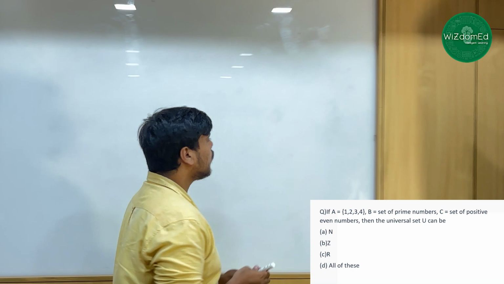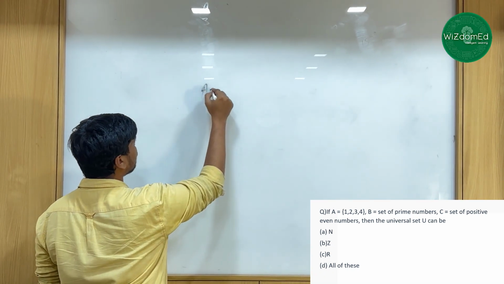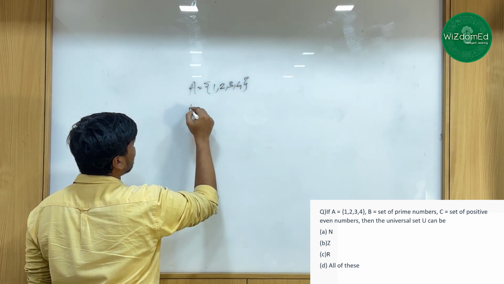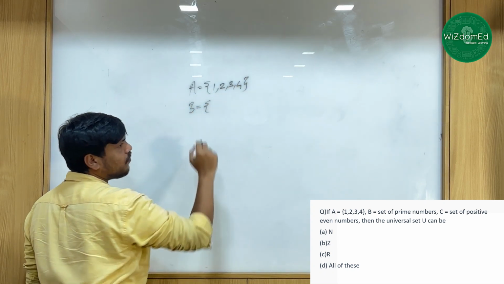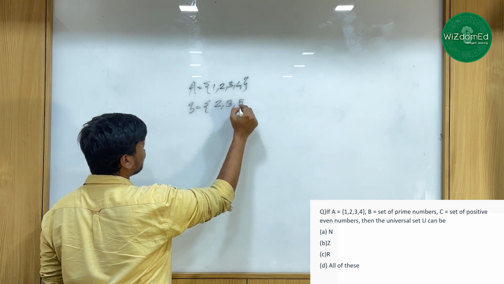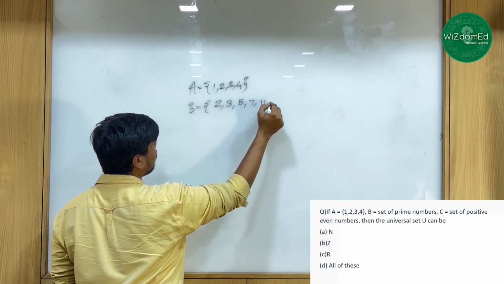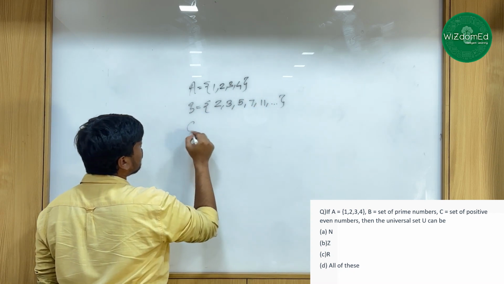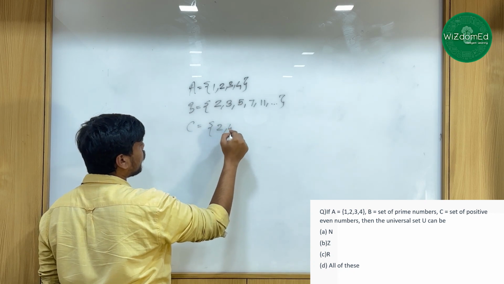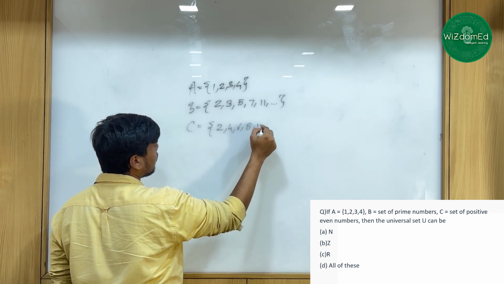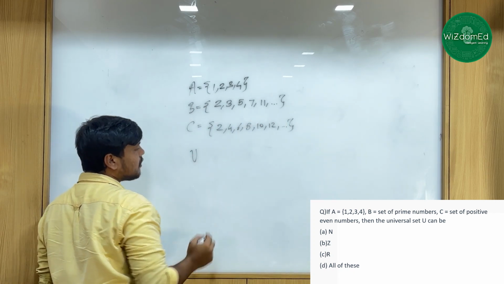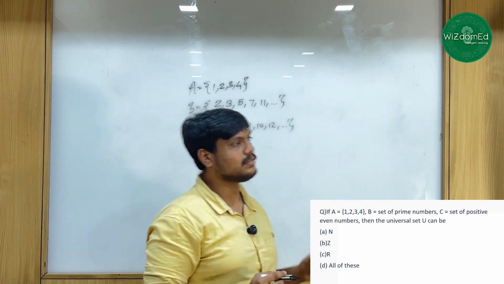For this one, what is the set A? The set A given to us is 1, 2, 3, 4. Set B is the set of prime numbers. And we know what prime numbers are: 2, 3, 5, 7, 11 and so on. Set C is the set of positive even numbers. That means 2, 4, 6, 8, 10, 12 and so on. And we are supposed to find the universal set U for these three sets given to us.